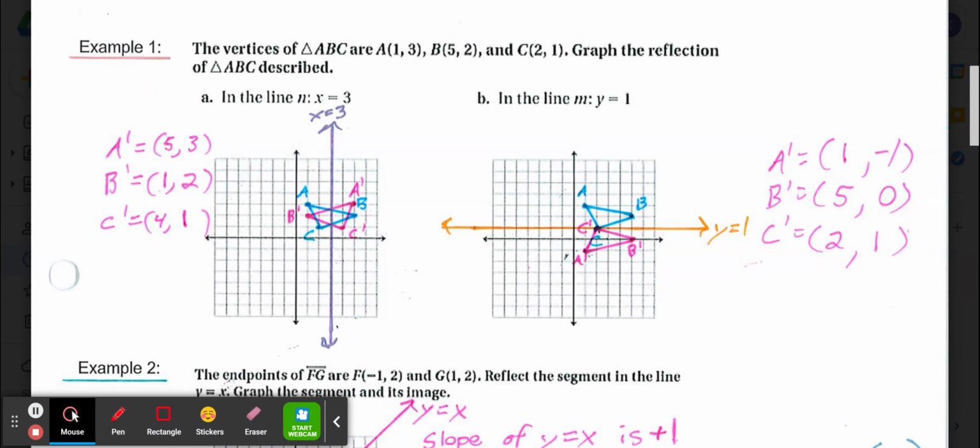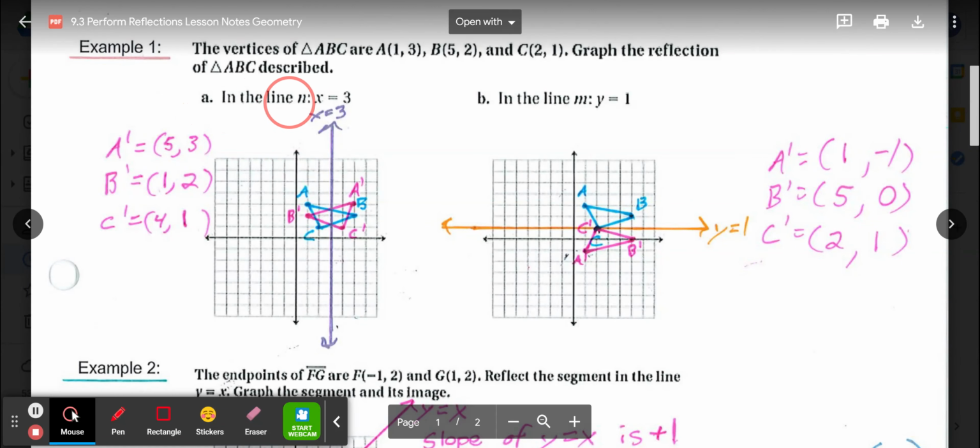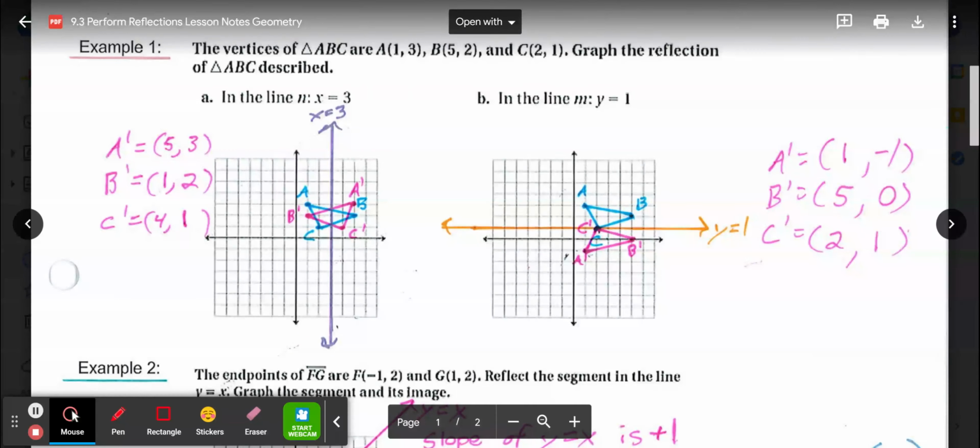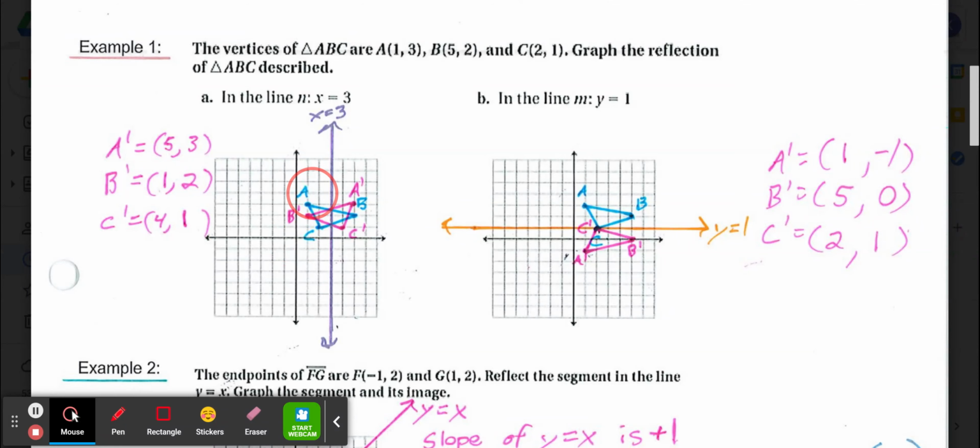Example 1 tells us the vertices of triangle ABC are (1, 3), (5, 2), and (2, 1). Graph the reflection of ABC described. In part A, it's being reflected in the line x equals 3. So you can think of that as over the line x equals 3. I drew in my x equals 3 vertical line through 3. Then I graphed triangle ABC here in blue. A over 1 up 3, C over 2 up 1, and B over 5 up 2.